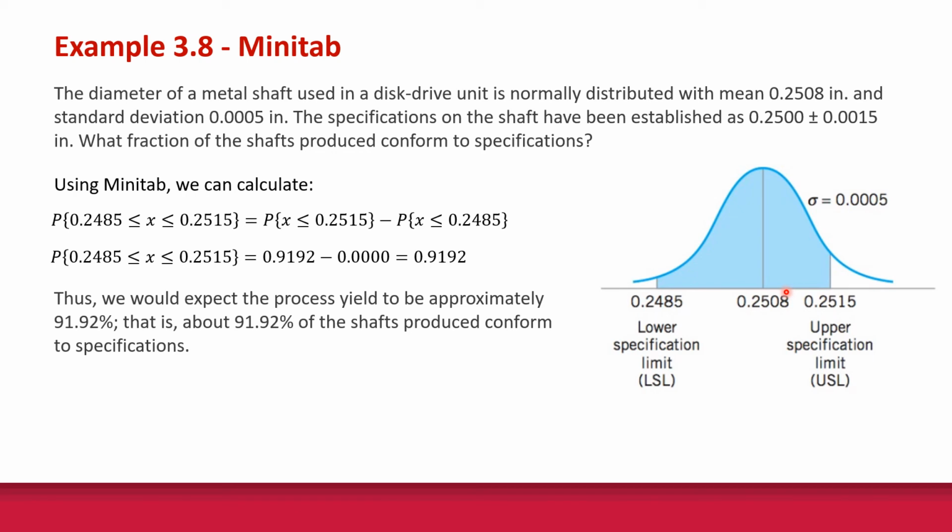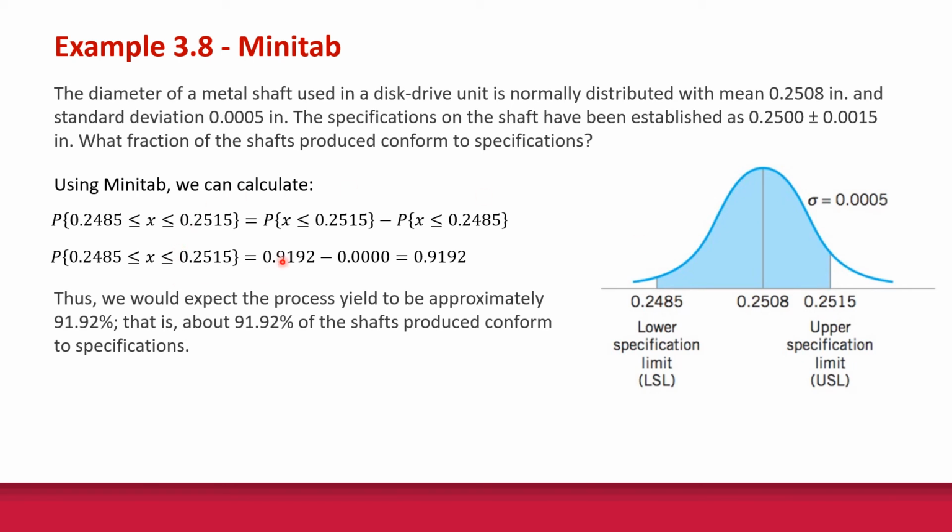When you do that, either by hand or in Minitab, you really have to do this twice. What we're asking is you want to find the probability that X is greater than 0.2485 and less than 0.2515. So the way to do that is to first calculate the probability that X is less than 0.2515, which would be all the region, and subtract from that the probability that X is less than 0.2485, which would be the region to the left of 0.2485, the lower specification. When you subtract these two numbers, you get what's left in the blue region.